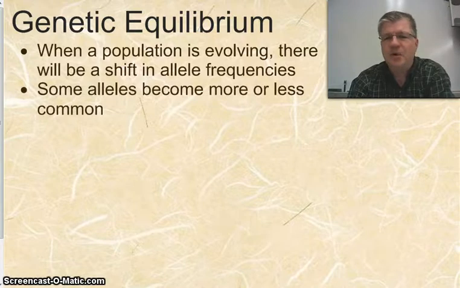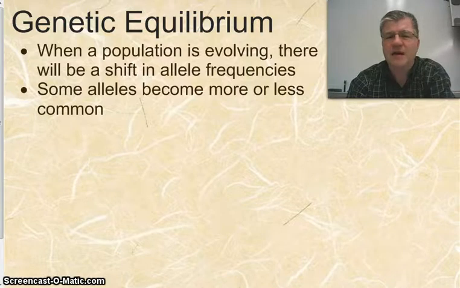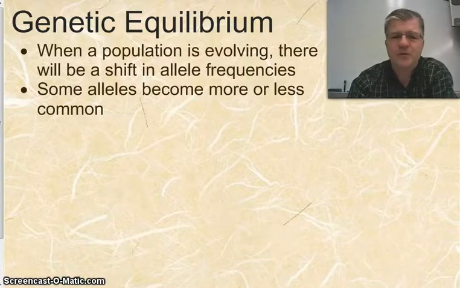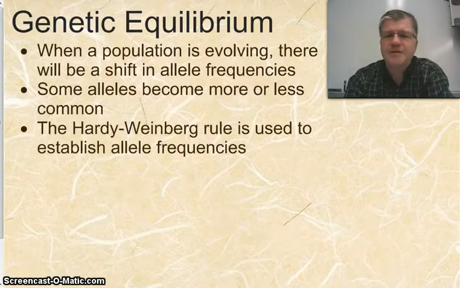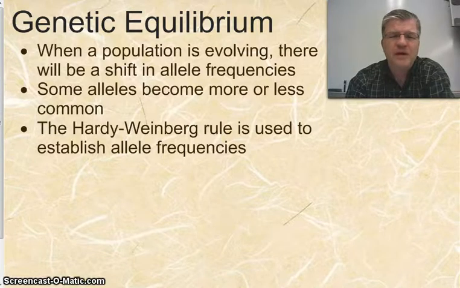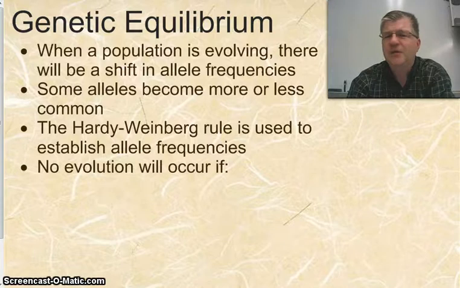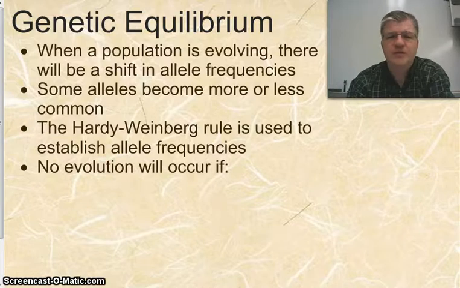And as some alleles become more common, we're going to assume with evolution they're becoming more common because they are beneficial and help you to either survive or reproduce. Alleles become less common if they keep you from surviving or keep you from reproducing. Well, a couple scientists whose last names were Hardy and Weinberg did research on this, and so we refer to this as the Hardy-Weinberg rule when we look at allele frequencies and when they change and when they don't change. One of the key ideas with Hardy-Weinberg is how you could possibly get no evolution. How could you get no change in allele frequencies?